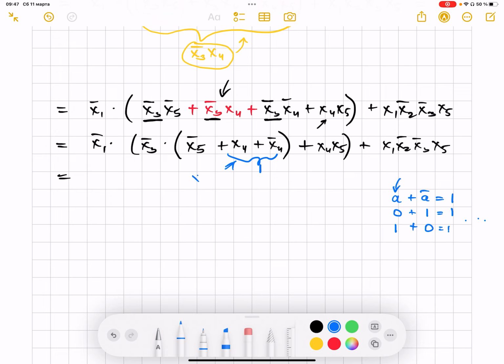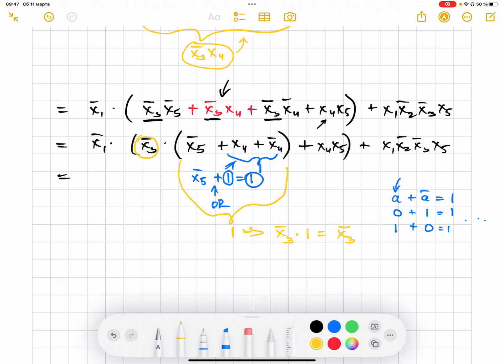So we now have x5 bar plus 1, and x5 bar plus 1 is always 1, because this is an OR operation. If one of the inputs of OR operation is 1, the result is 1. So that means this whole bracket is 1, right? So we have left with what? x3 bar multiplied to 1, and this is going to be x3, right?